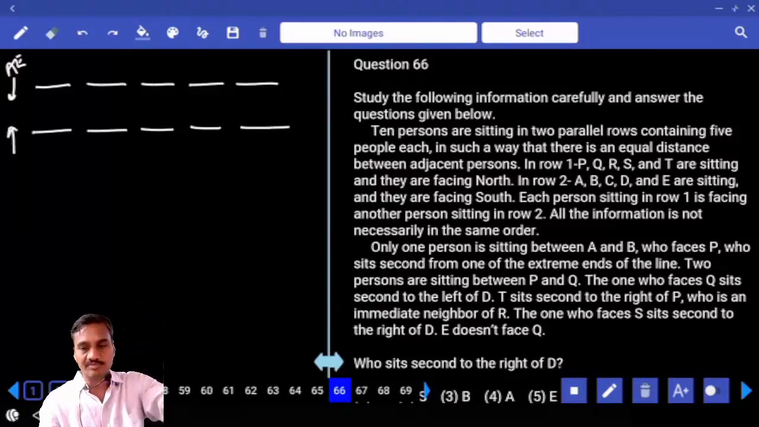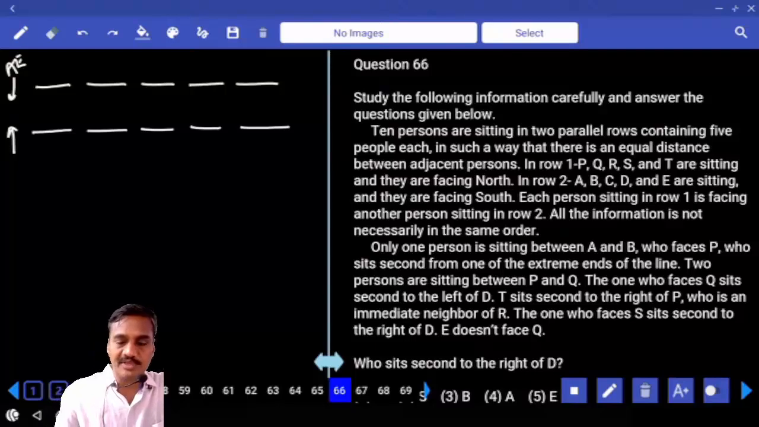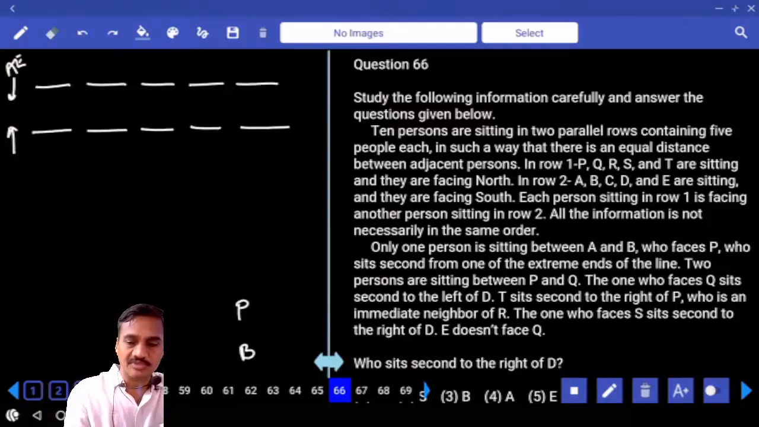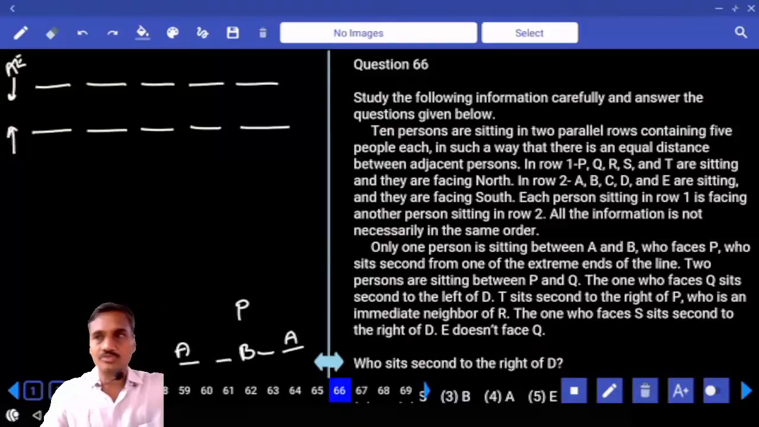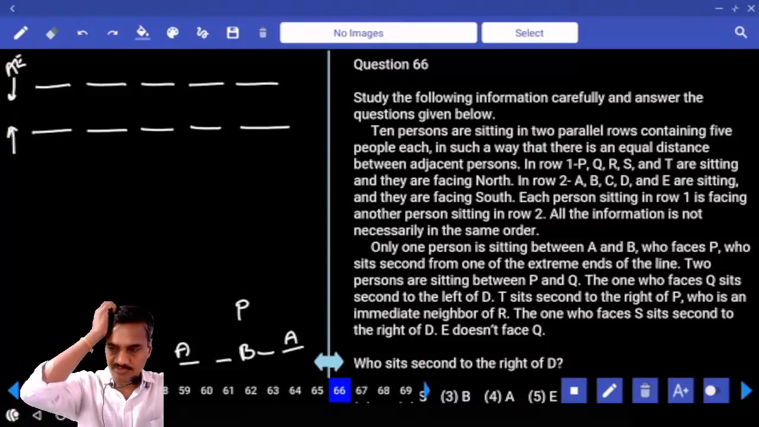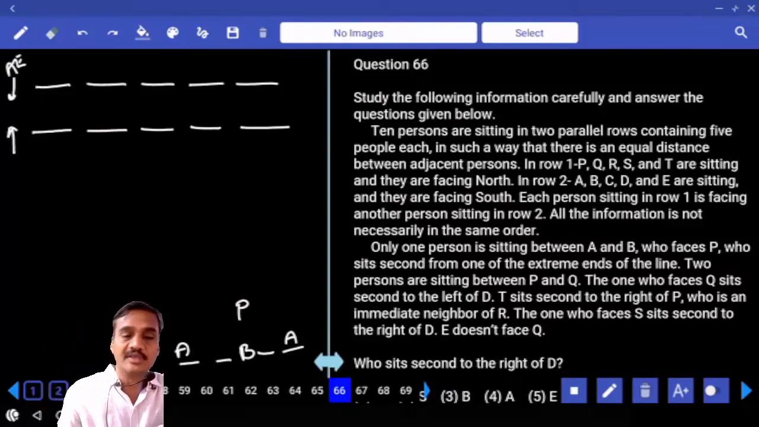Then only one person is in between A and B. B faces P, and there is only one person between A and B. A can be like this or like this, so we get two possibilities. P sits second from one of the extremes of the row.